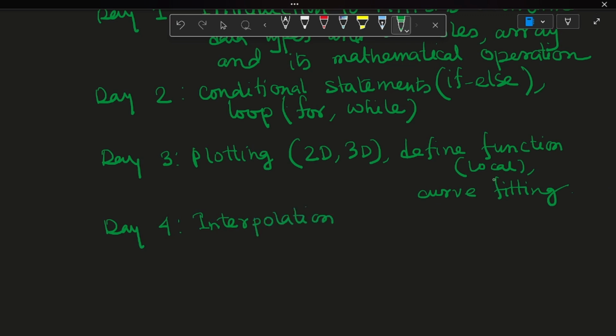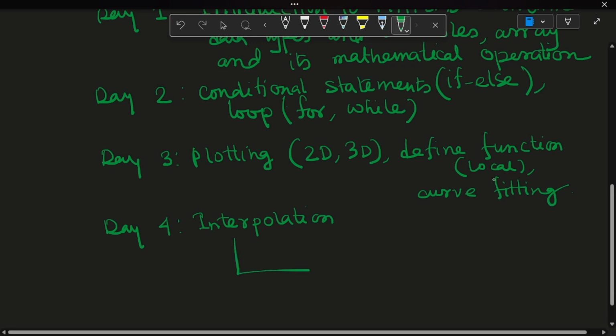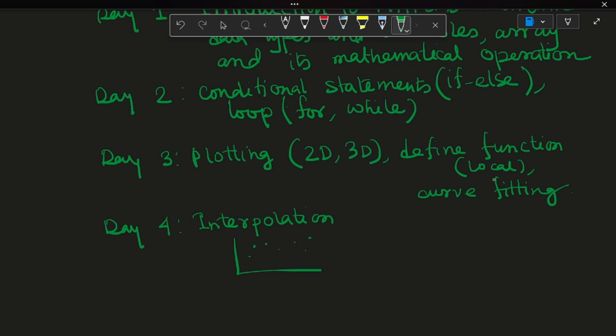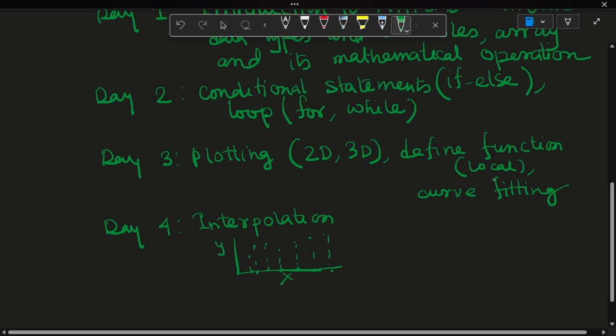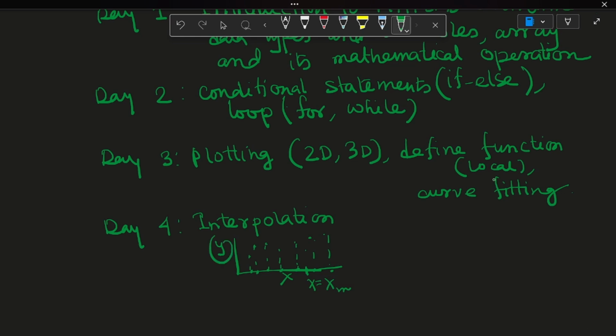So what is interpolation? For example, we have this data set, these are the data points, and these are the corresponding x values for each of the data points. Now suppose we want to know what is the value of y for this x. Suppose this is x equal to xm, and we want to know for x equal to xm what is the value of y.